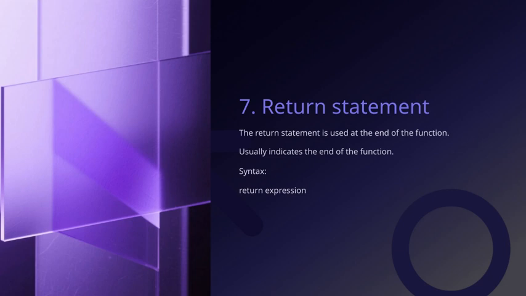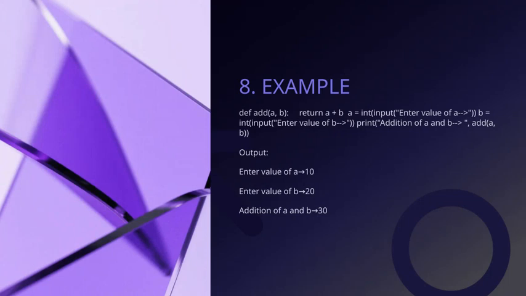Connecting this to the overall theme, understanding how and when to use return helps you build more effective and modular code. All right, let's take a closer look at this example. Here, we've defined a simple function called add that takes two parameters, a and b, and returns their sum. This demonstrates how we create a reusable piece of code that performs addition.